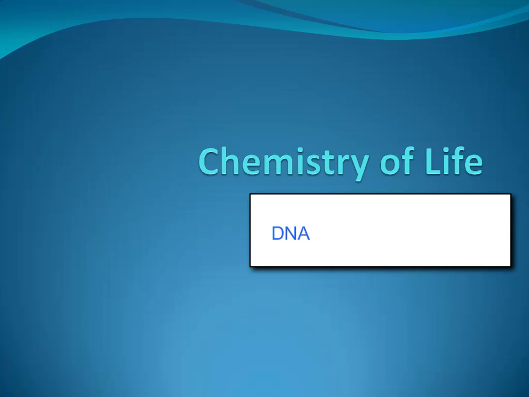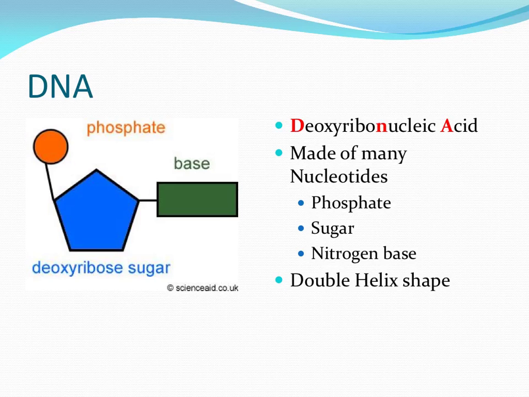Here we go with the next set of notes in the Chemistry of Life series, this one on DNA. A little bit more on DNA. DNA stands for deoxyribonucleic acid, so the "nucleic acid" is right there in the name. Deoxyribo comes from the type of sugar that it's made of, deoxyribose.